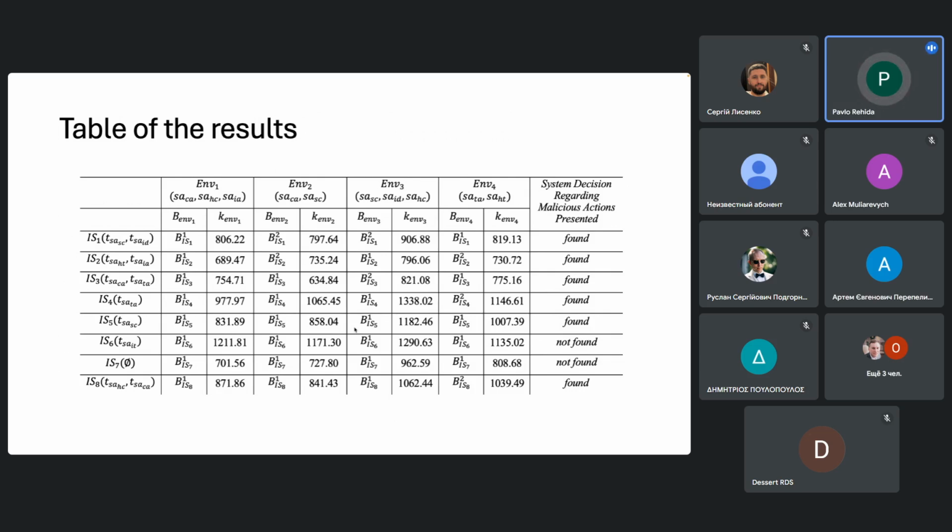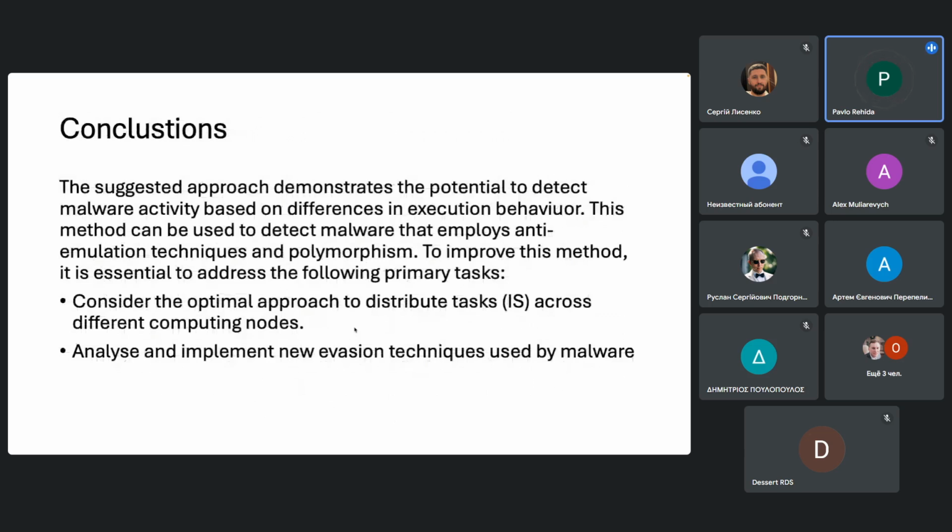Model 6 was misclassified as safe by the system because its behavior and performance coefficient appeared to be within the expected norms. On the other hand, Model 7, which did not incorporate any evasion techniques, displayed consistent behavior across the whole system.